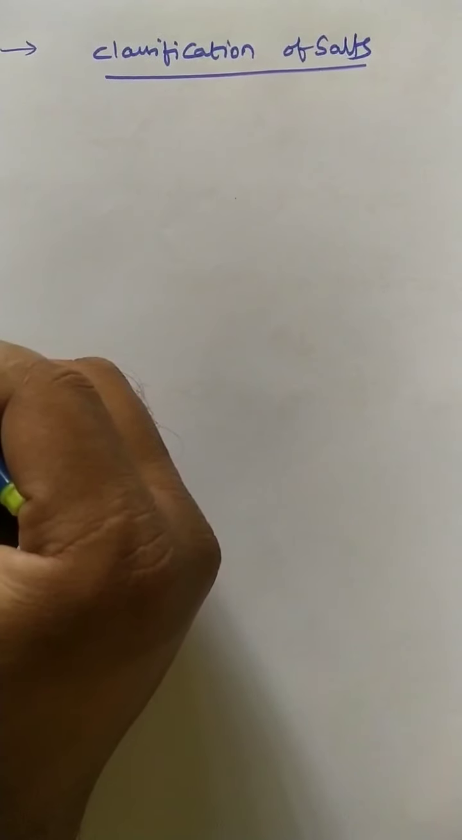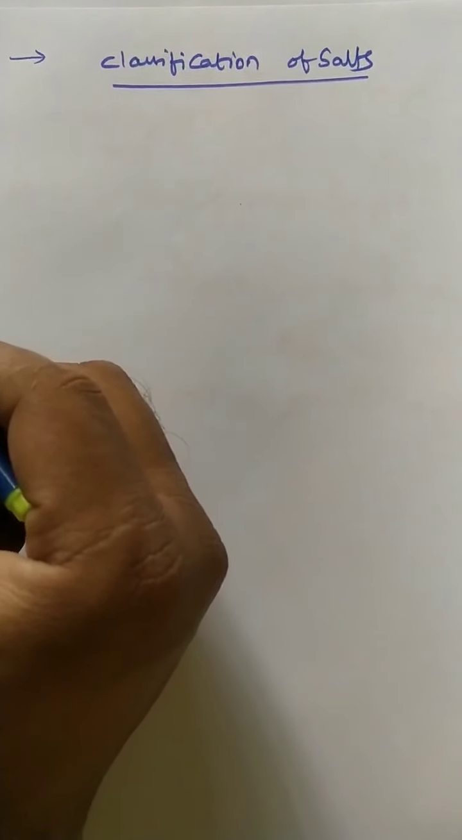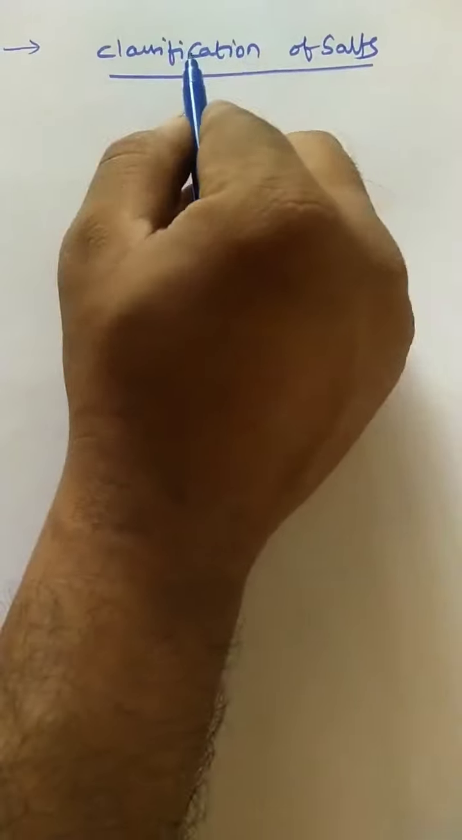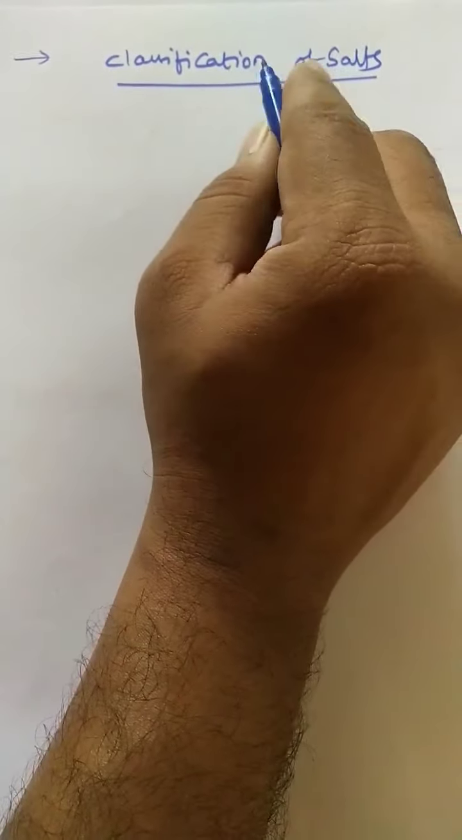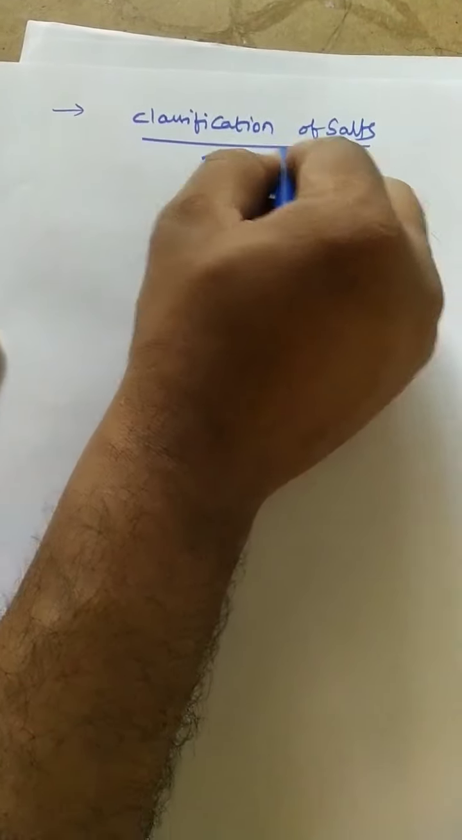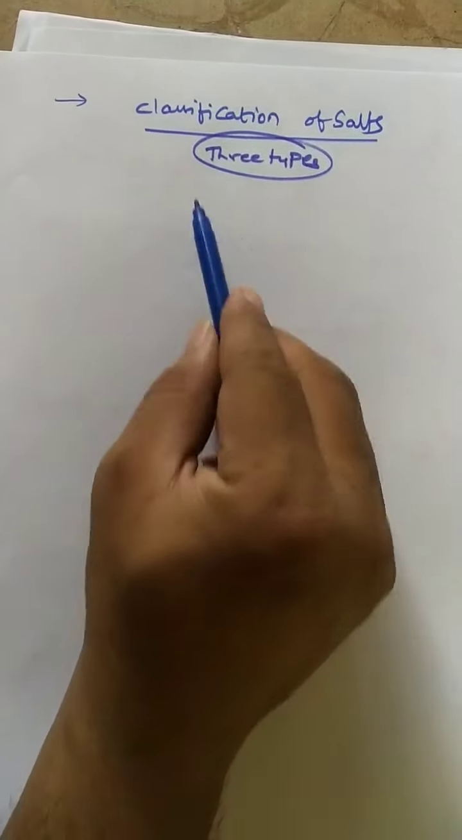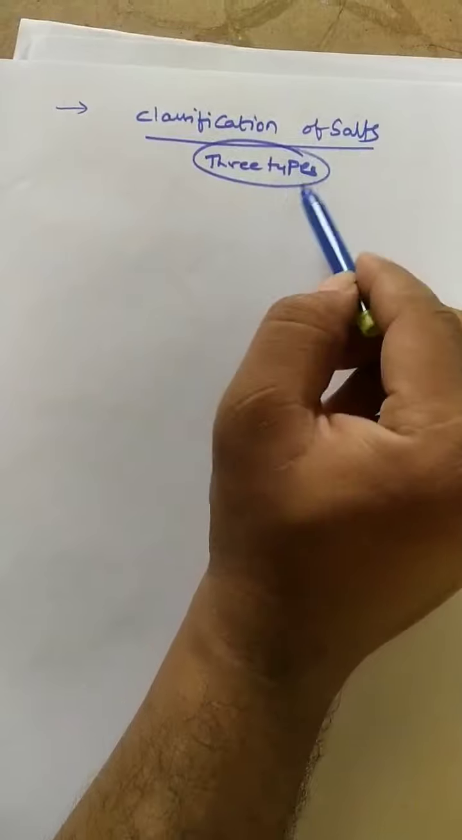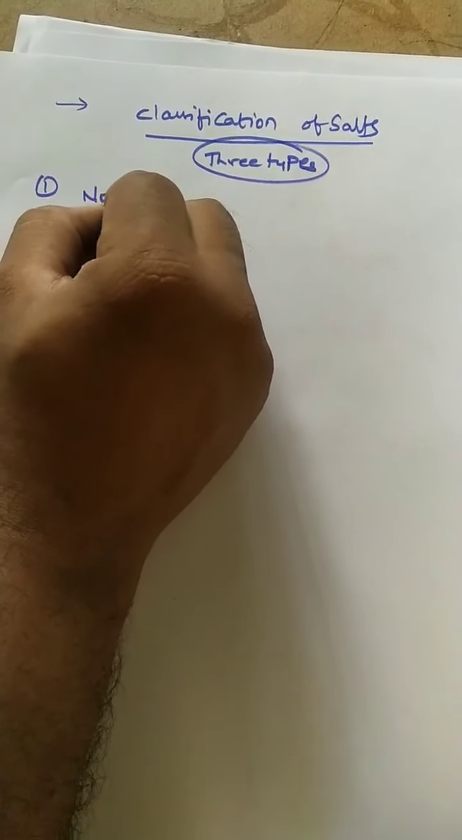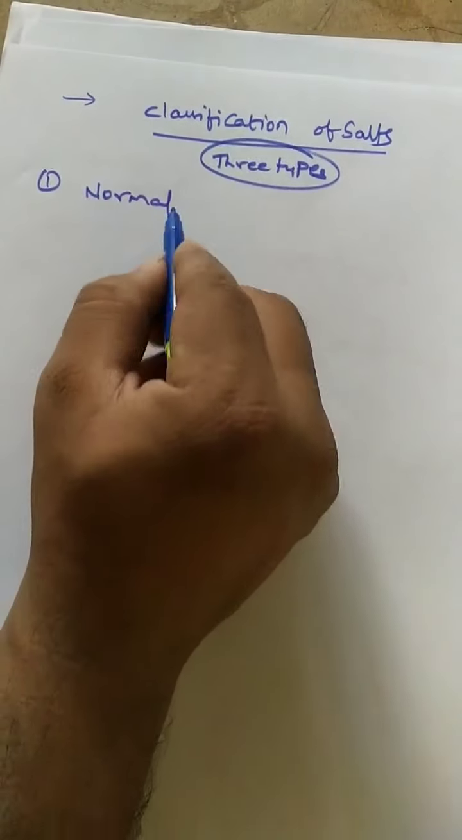Students, on the basis of chemical formula, salts are classified mainly into three types. On what basis? On the basis of chemical formula. So the first one is normal salt.